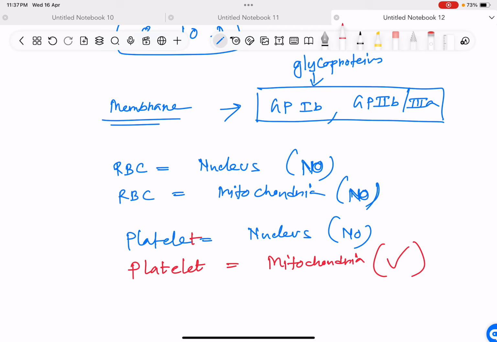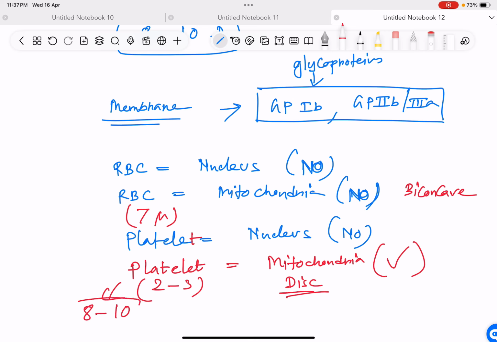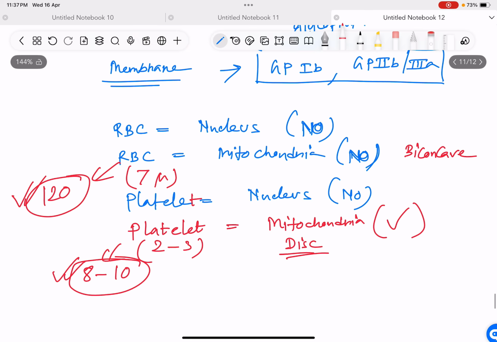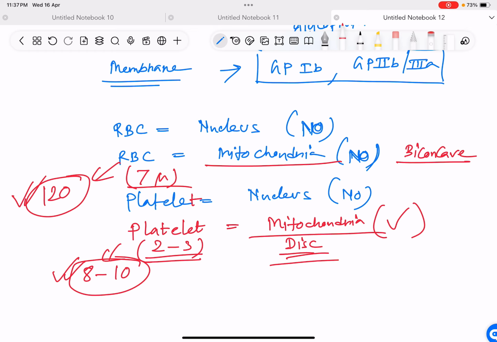Again, the shape is different, obviously the size is also different. RBC is about 7 micron in size. This one is just 2 to 3 micron, and it is disc shaped. This one has a lifespan of only 8 to 10 days. RBC has a lifespan of 120 days. Size of platelets 2 to 3 micron. RBC 7 micron. Shape of RBCs is biconcave, does not have mitochondria. Platelets have mitochondria, it is disc shape.